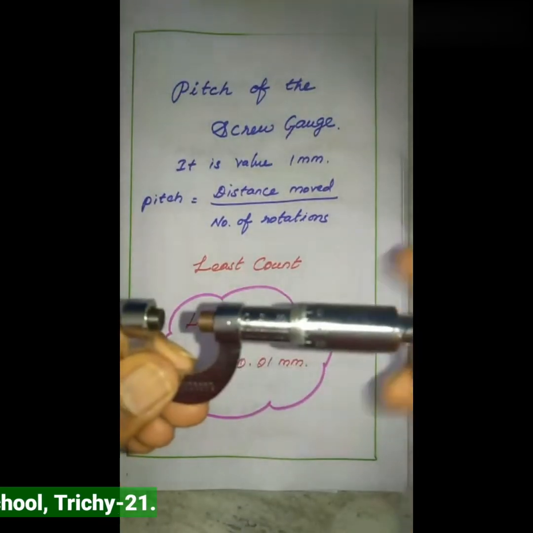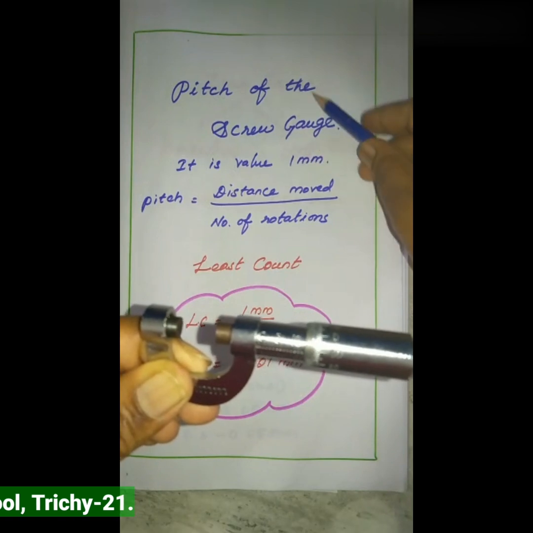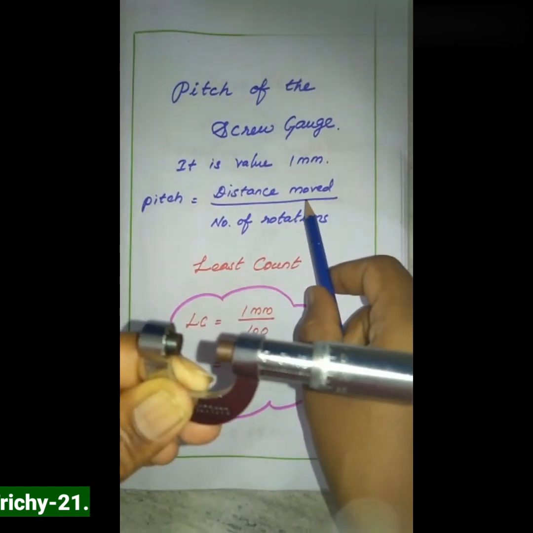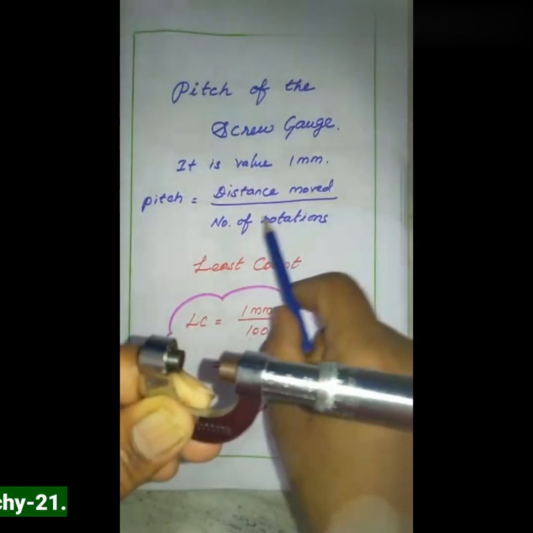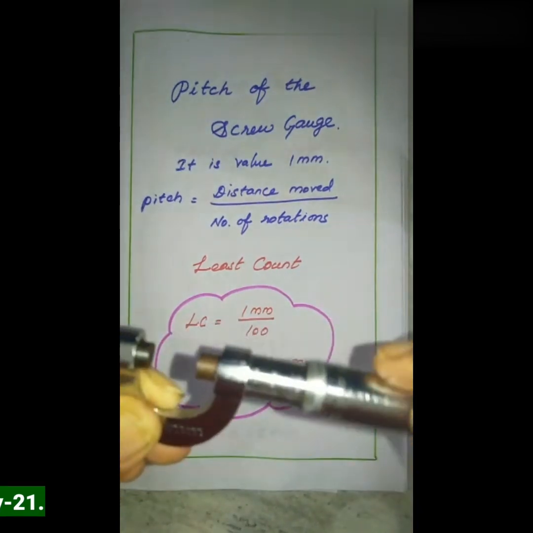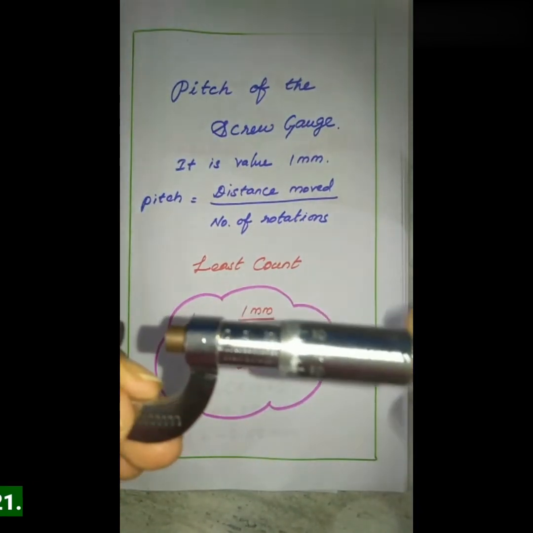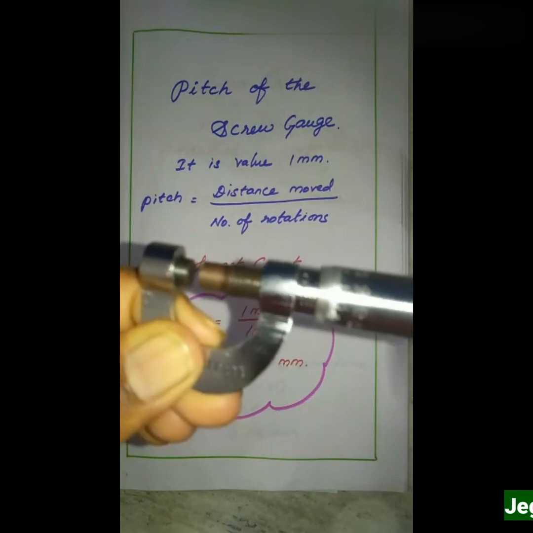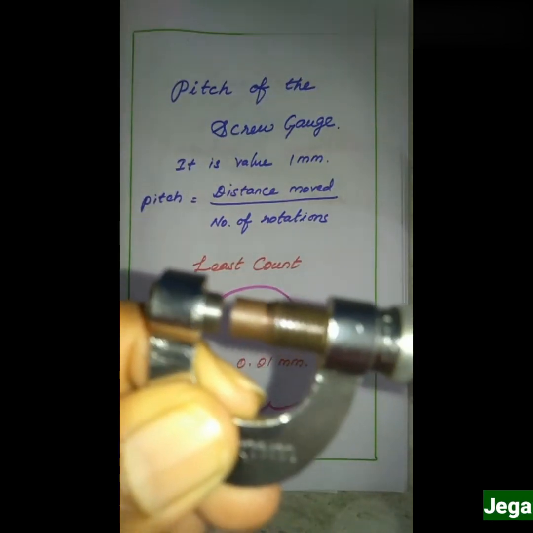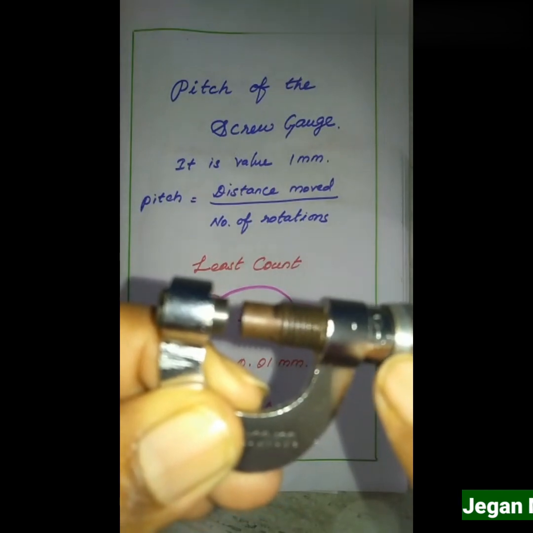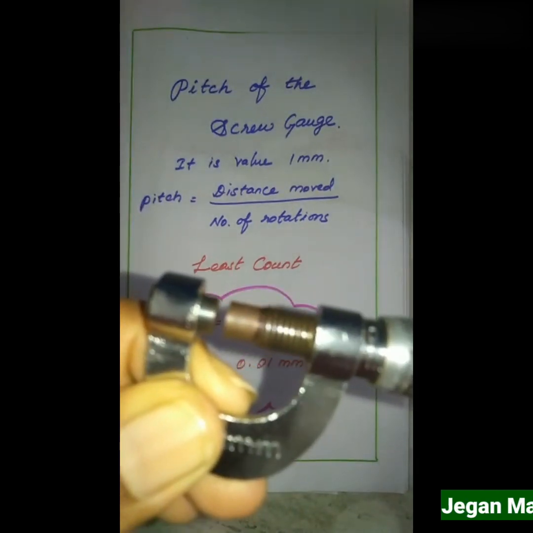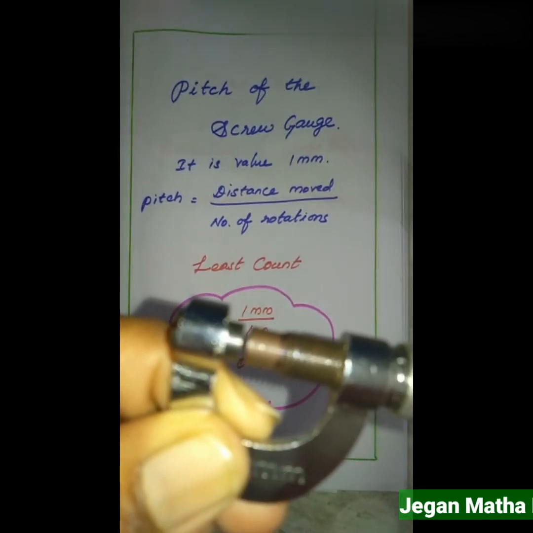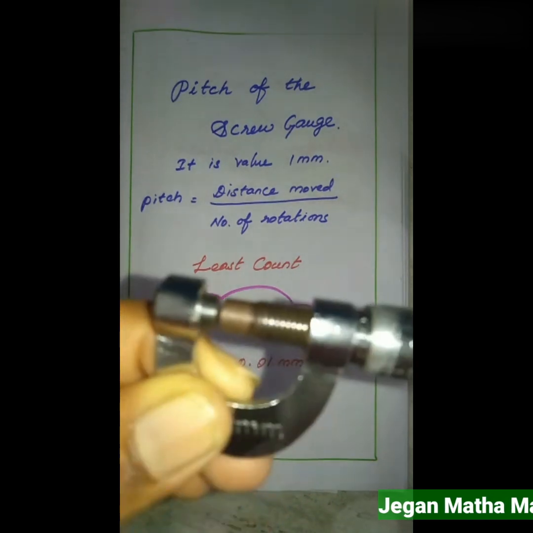Next, we will move to the pitch of the screw gauge. The pitch is equal to the distance moved by the head scale divided by the number of rotations of the head scale. See the screw gauge. It is the 0 value, and then 1, 2, 3. The first 1 millimeter is completed with 1 rotation. So 1 millimeter divided by 1.